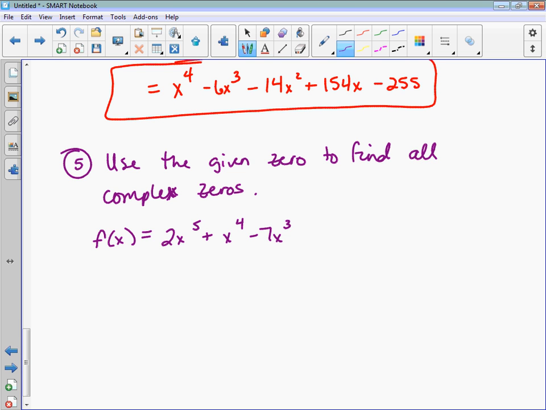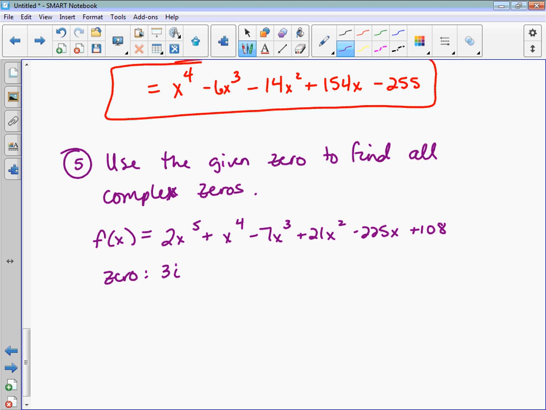Minus 7x cubed plus 21x squared minus 225x plus 108. And the zero I give you is 3i. Let's go.